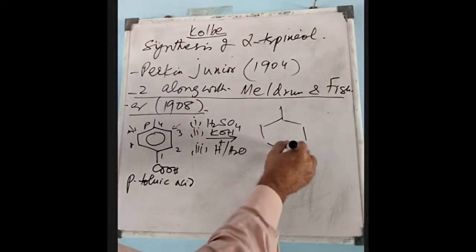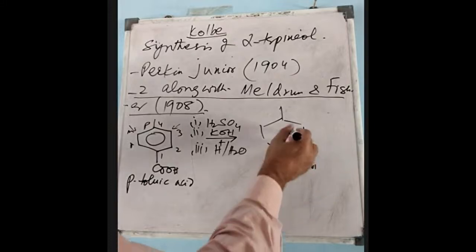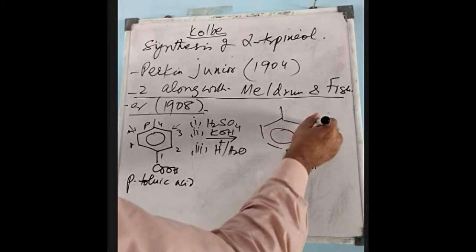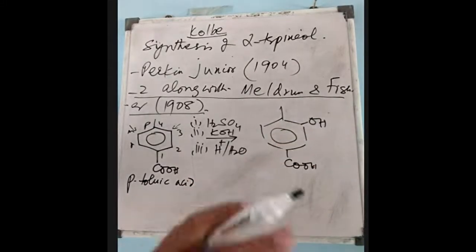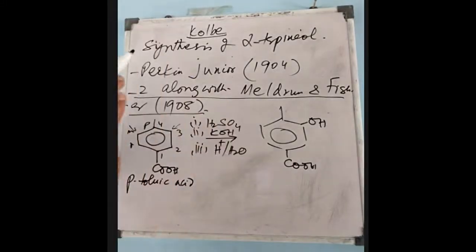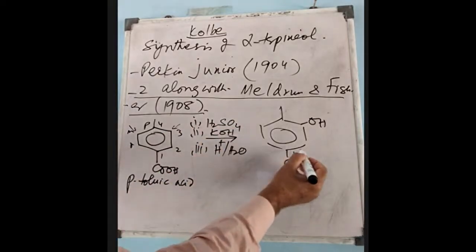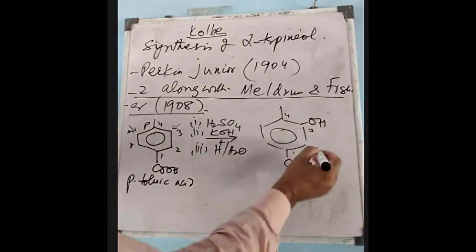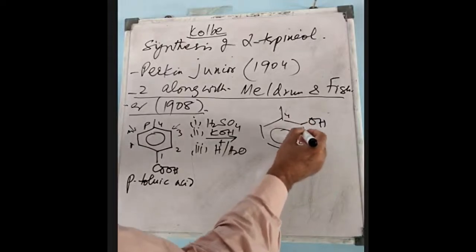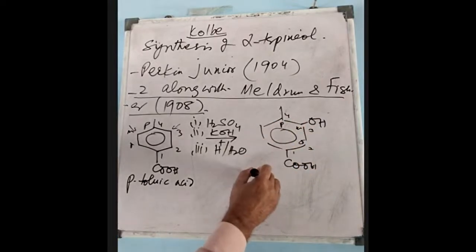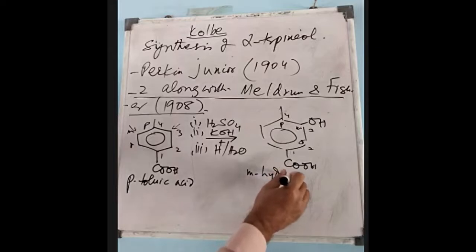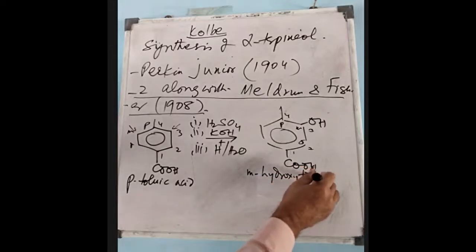The hydroxy group is introduced at the ortho position. So either you write on this side or this side, both are ortho, and the same compound will be produced. Now we can call it meta-hydroxytoluic acid. With respect to this, 1, 2, 3, 4 are ortho, meta, para. So it is meta-hydroxytoluic acid.